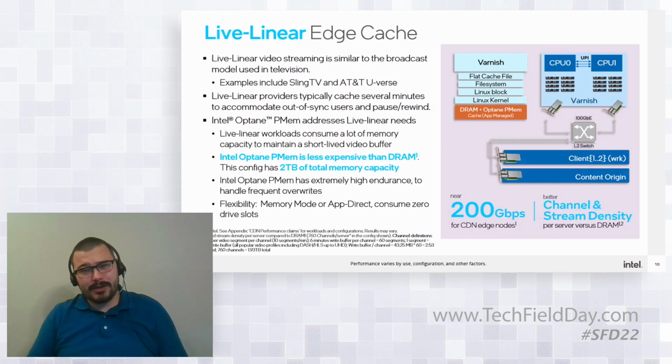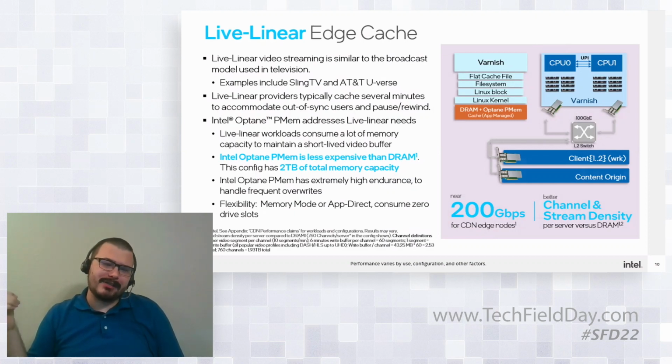So the configuration that I'm going to talk to you about today is an Optane persistent memory configuration where we have 2 terabytes of total memory capacity. And since we're using the Optane persistent memory in memory mode, what that means is that we have 2 terabytes of Optane persistent memory, and then we have a small amount of DRAM that the memory controllers will use as a cache transparently to the user with the Optane persistent memory.